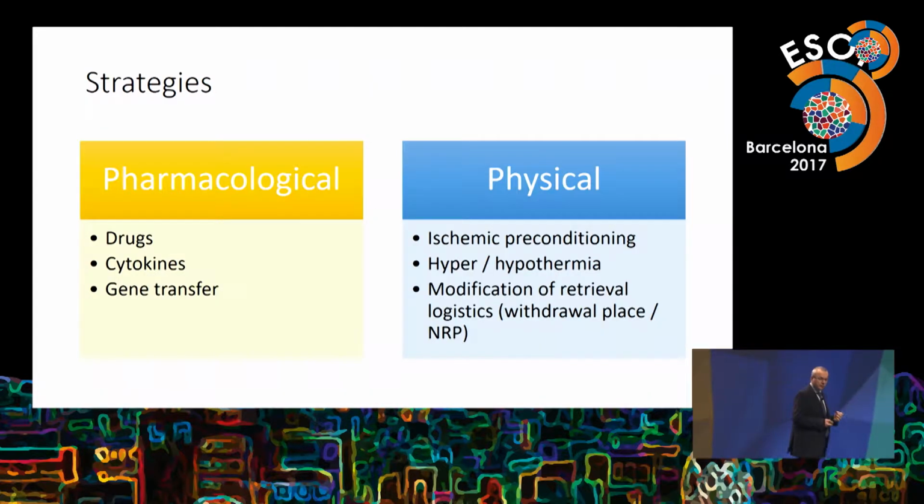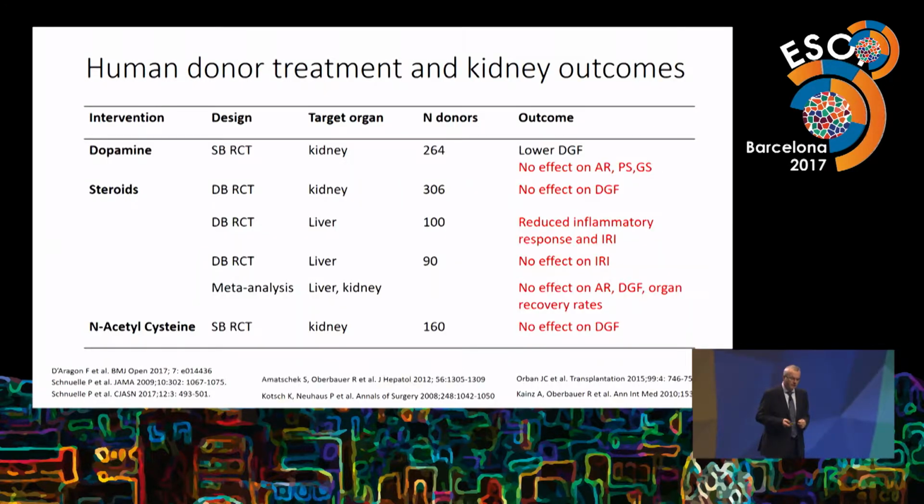So what have we got so far? Broadly speaking, there are two generic strategies that have been employed, and I'm going to talk a little bit about pharmacological intervention first. The strategies that made it to clinical practice, to human trials, are based on the traditional approaches from donor management. But none of them has really had any positive effect, if any, on the outcomes of the transplants.